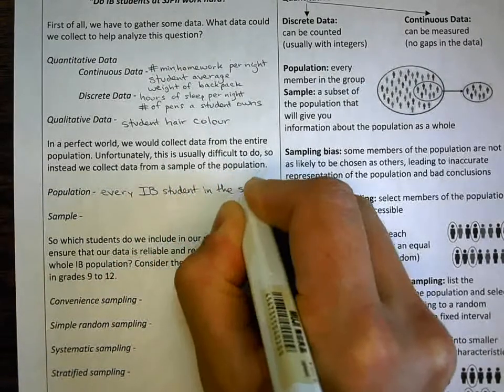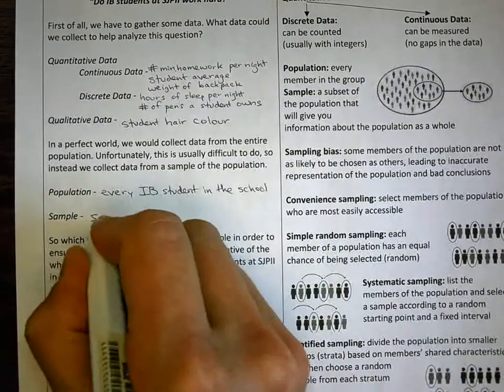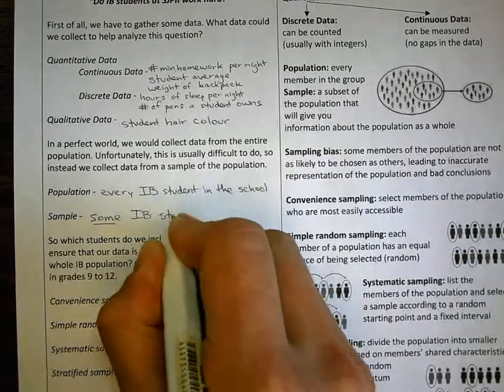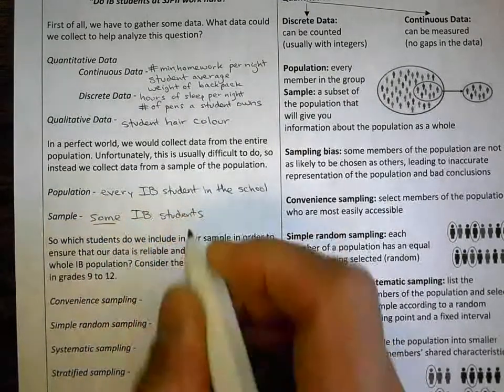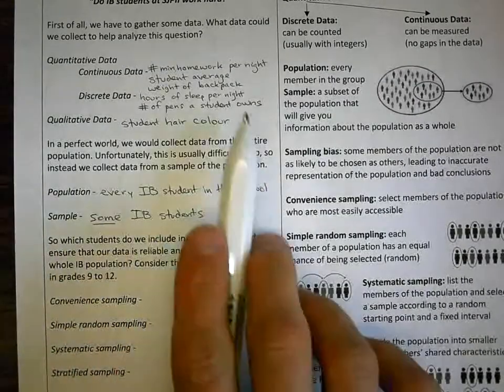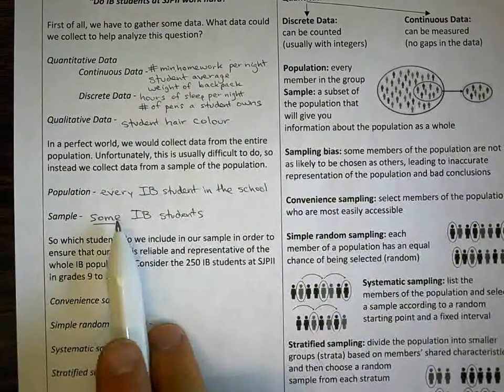It's impractical to interview all of them, so instead I'm going to choose a sample, which is some IB students. So the big question is, well, which students am I going to interview to figure out how many minutes of homework they did per night? Think about some problems here.